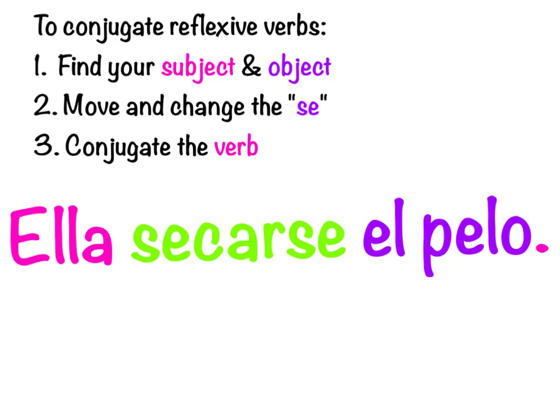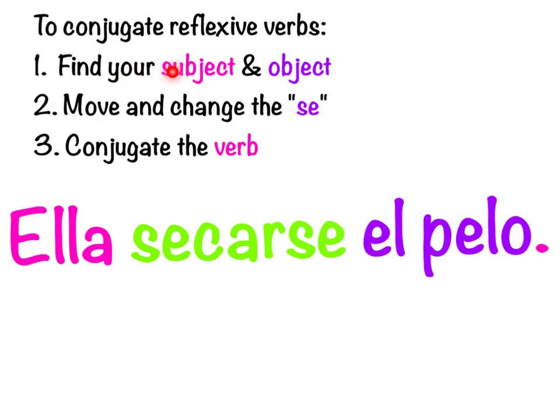Now that we've established our three rules for conjugating reflexive verbs, we're ready to tackle this sentence. And we're going to conjugate secarse so that our sentence is grammatically correct and so that we can see that we have used our reflexive pronoun correctly. So let's begin by looking at step 1.